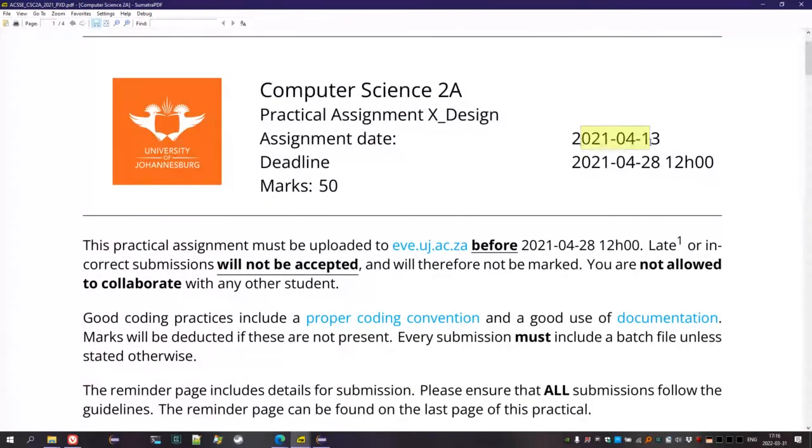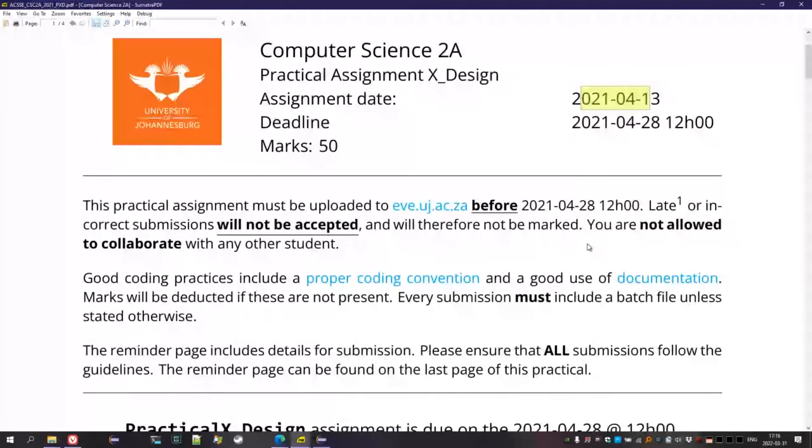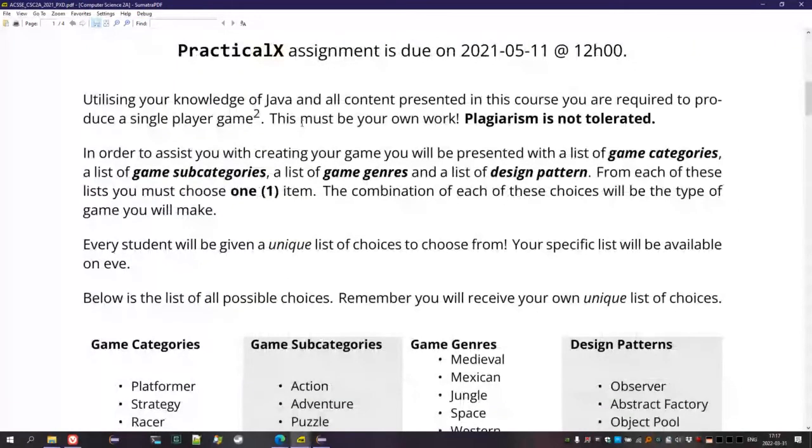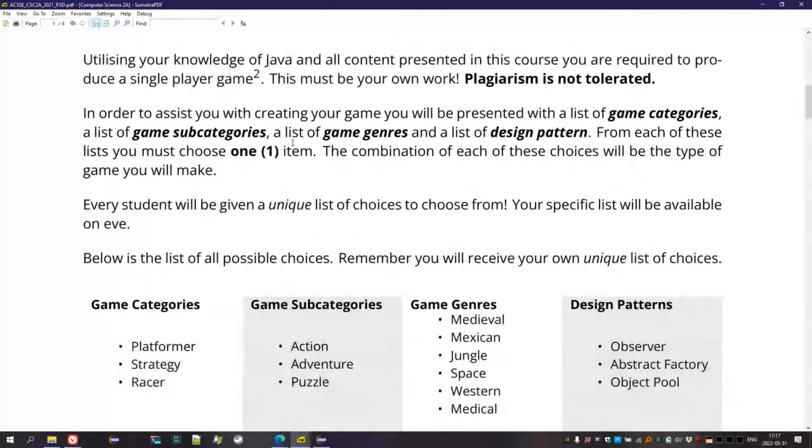So obviously this is last year's one. This will be updated obviously for this year. So you'll see practical X and you'll also see the design. So first you have to design what you actually want to do. Now there's a couple of components that you're going to have a look at in terms of your design. You as a student will be given a unique set of choices. So every one of you will have a unique set of choices. You will choose out of those choices your appropriate things.